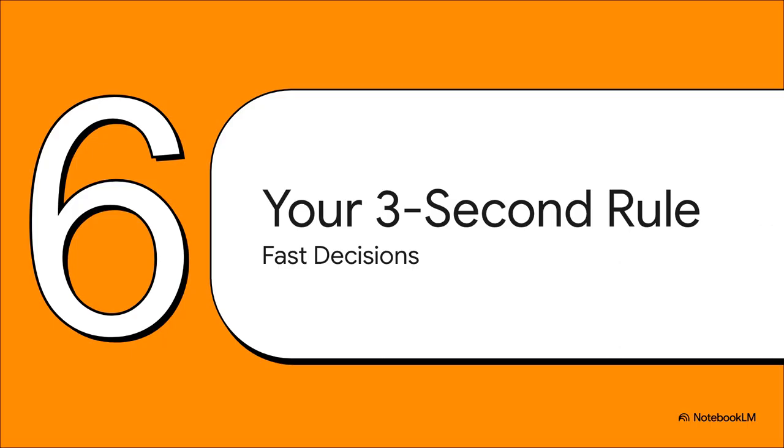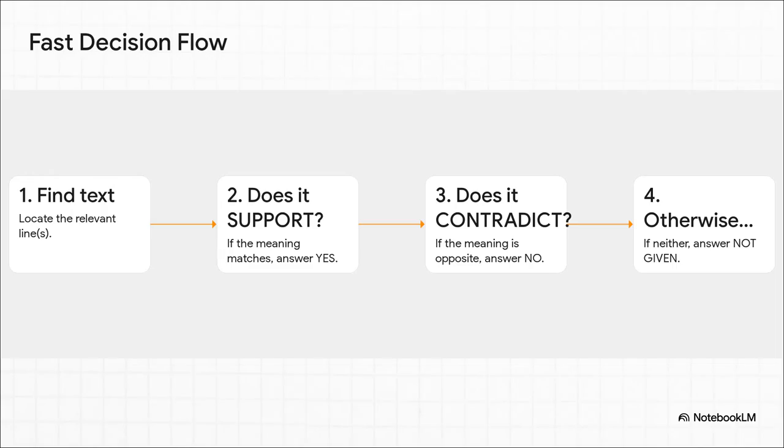So let's bring this all home. Here is one final, super fast mental checklist you can run through on test day when the clock is ticking and you need to make a quick, confident decision. It's really this simple. Find the evidence. Ask yourself, does this explicitly support the statement? If so, the answer is yes. Does it explicitly contradict the statement? If so, the answer is no. And if you can't give a firm yes to either of those questions, the answer has to be not given. That's it. No more overthinking.